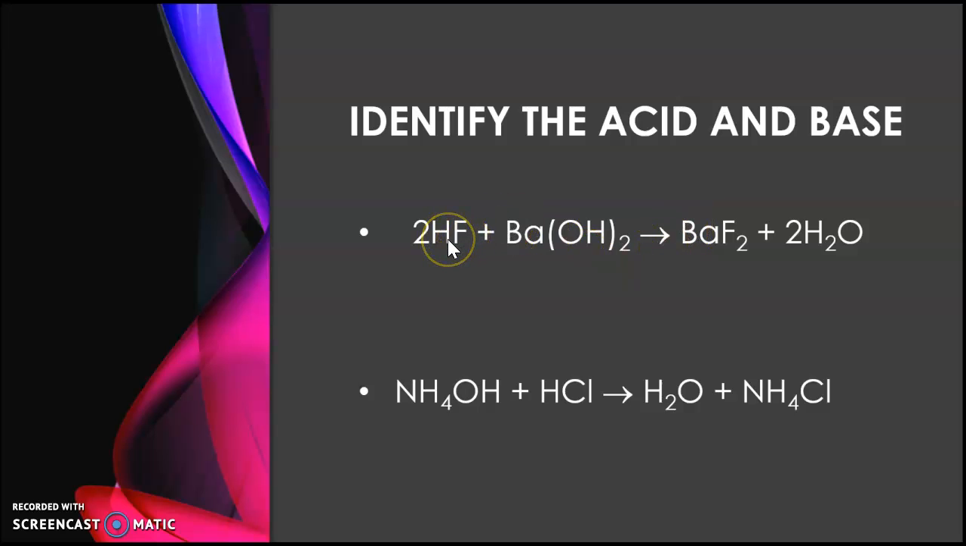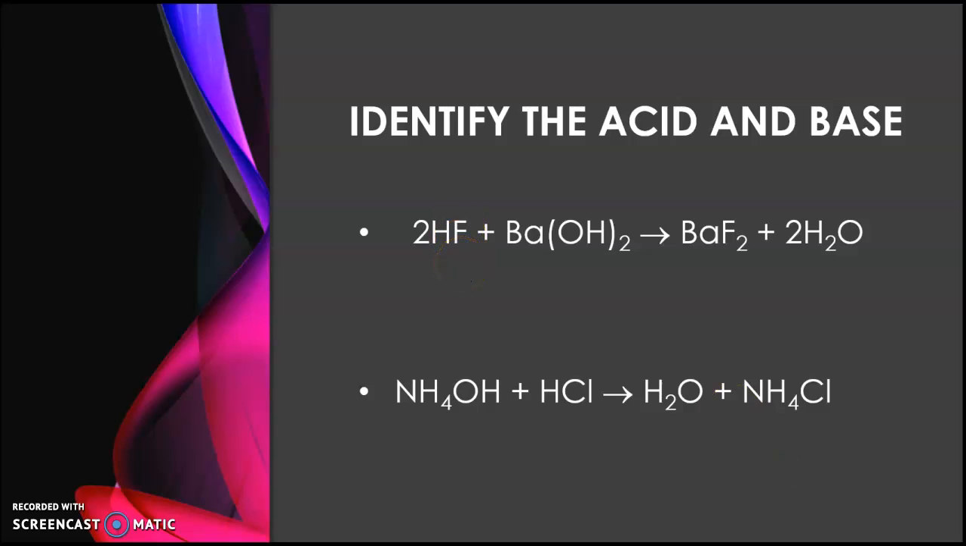We look at HF here. When separated into ions, we have a free H, or hydrogen ion, which will actually combine with water to make H3O+, which is a hydronium ion. And then we'll have a free anion of fluorine, which is a halogen.